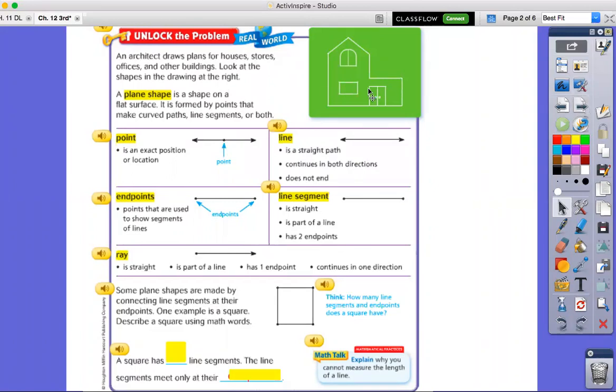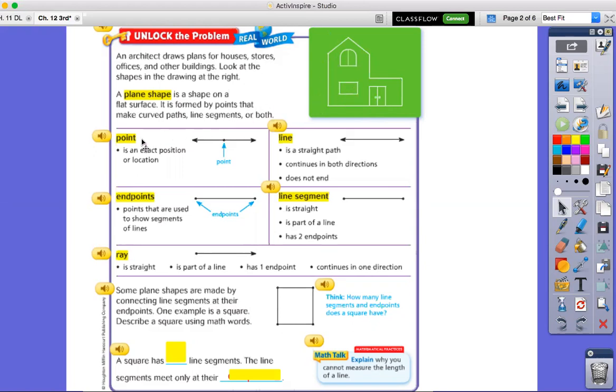Okay? So I'm going to go ahead and read you the definition of a plane shape. A plane shape is a shape on a flat surface. It is formed by points that make curved paths, line segments, or both. So an architect draws plans for houses, stores, offices, and other buildings. Look at the shapes in the drawing at the right. Look over here. We have some shapes, rectangles for doors, a window rectangle. All of these are plane shapes, okay?